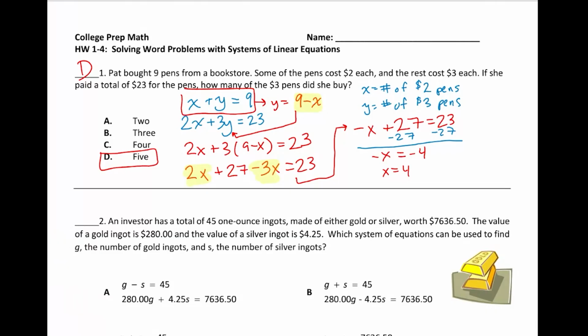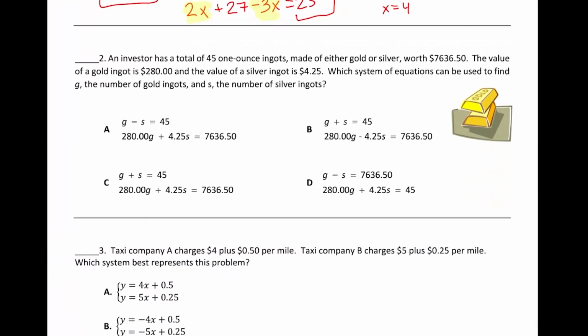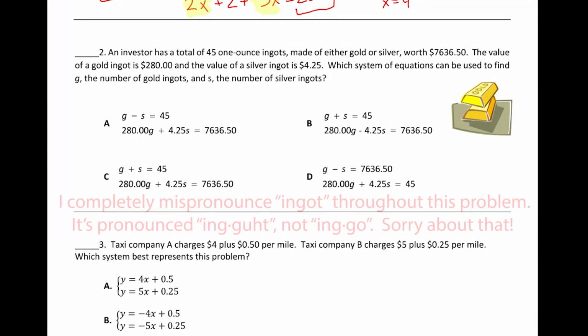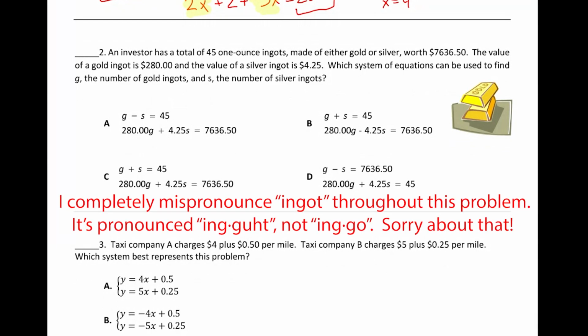Number 2 says an investor has a total of 45 1-ounce ingots made of either gold or silver worth a total of $7,636.50. The value of one gold ingot is $280, and the value of a silver ingot is $4.25. Which system of equations can be used to find G, the number of gold ingots, and S, the number of silver ingots?